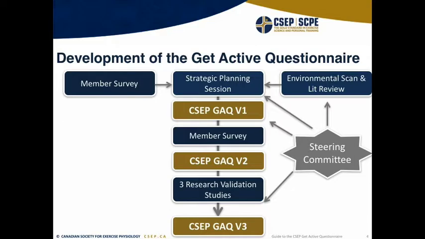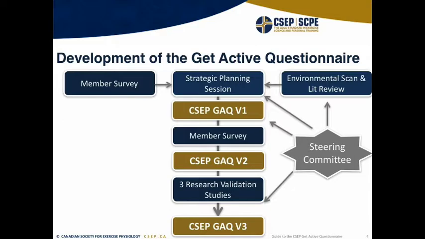It started with a member survey to assess current practice with screening tools. We then had a strategic planning session with members of the Csep Get Active Questionnaire Steering Committee, and that included myself, Dr. Scott Thomas from the University of Toronto, and Dr. Phil Chillibeck from the University of Saskatchewan. Also at the strategic planning session were key Csep members and other experts and stakeholders involved in pre-screening documents. That led to the early version of the Get Active Questionnaire.